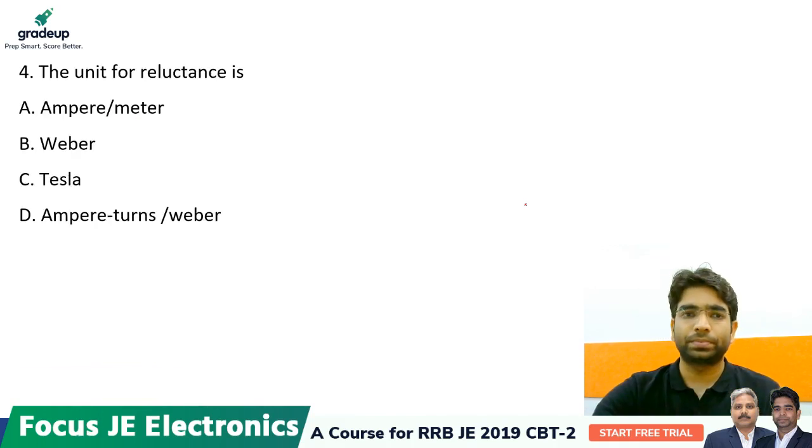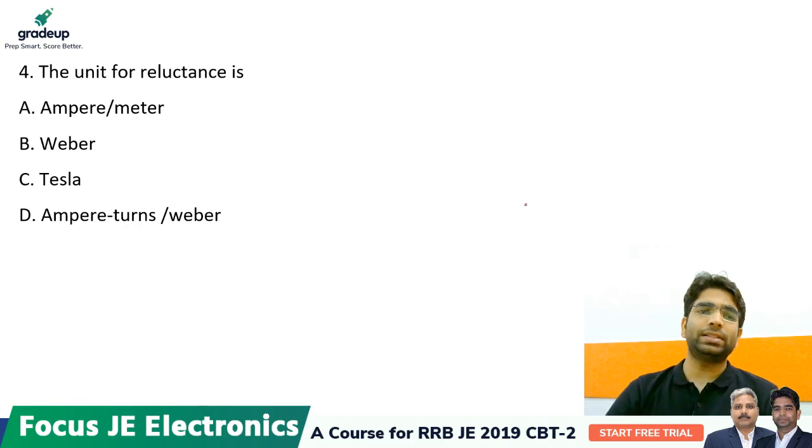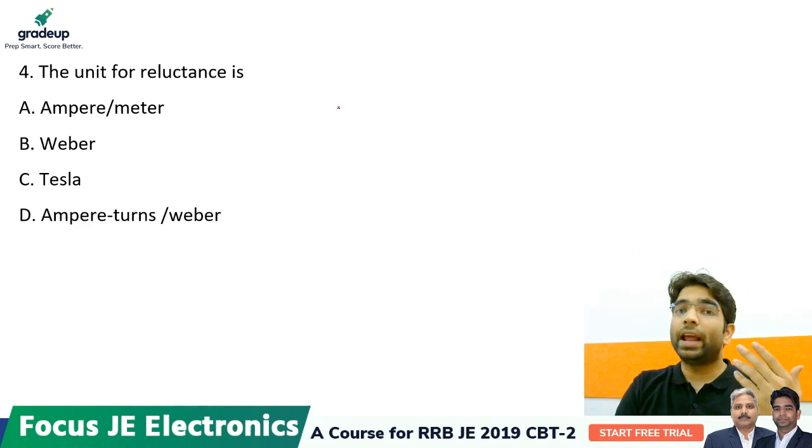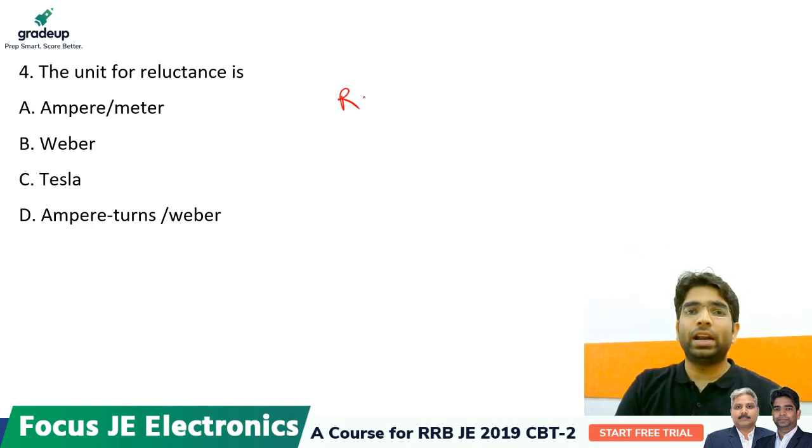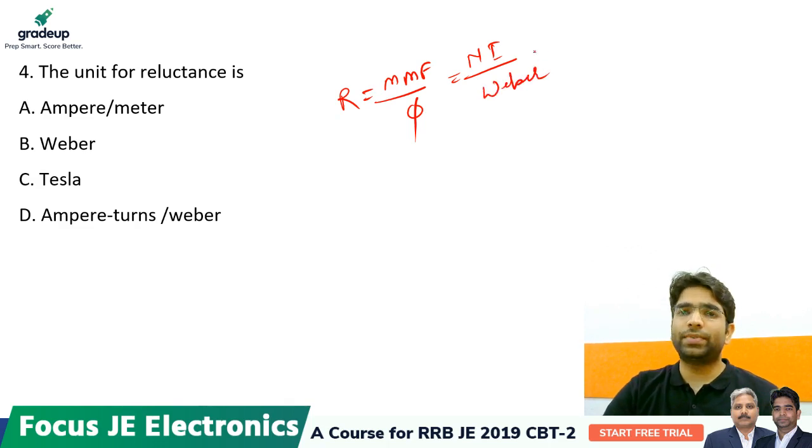What is the unit of reluctance? Reluctance is the same as resistance in electrical circuits. Reluctance is MMF, magnetomotive force, upon flux. MMF is N into I, number of turns into current, and flux is in Weber. So it is ampere turns per Weber.